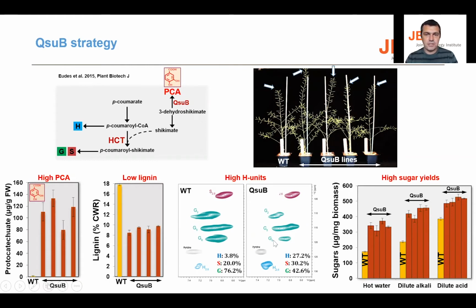and accumulation of H unit. This is 2D NMR spectra looking at the monomeric composition of lignin. And the biomass from this plant is easier to saccharify. So after various pretreatments and saccharification using cellulase, we get more sugars from this plant.